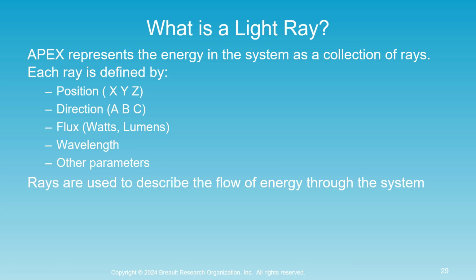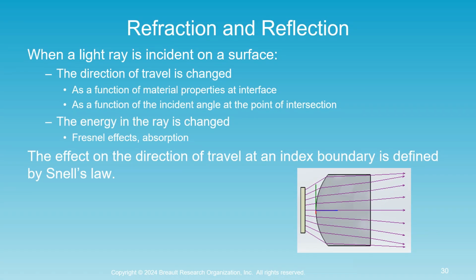Light rays in Apex are defined by a few different parameters. These include starting position, propagation direction, flux, and wavelength. Rays represent potential light paths, as well as the flow of energy in a system. When a light ray hits the surface, not only will the direction of travel change due to refraction, but also the energy in the ray will change due to Fresnel effects and absorption values. You can calculate the direction a ray will travel after hitting a surface using Snell's law if you know the refractive indices of both mediums. This works backwards too. If you know the ray path and at least one refractive index, you can find the unknown index as well.